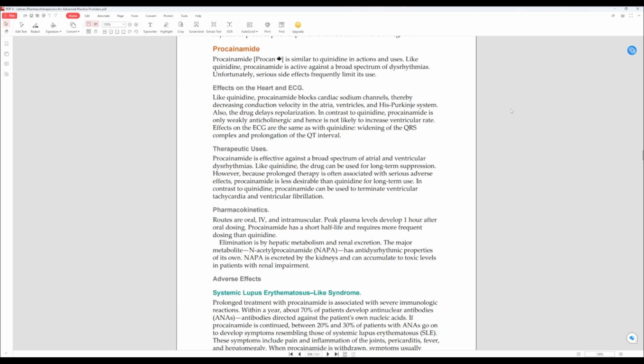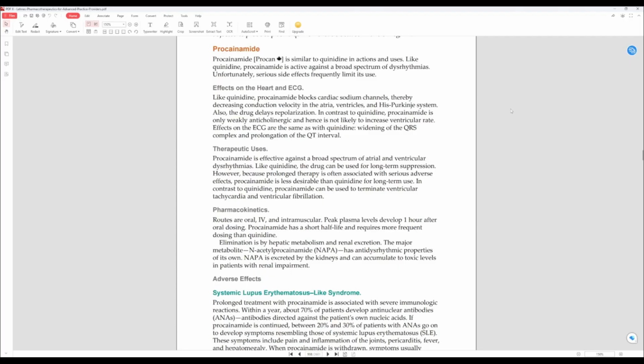Effects on the heart and EKG. Like quinidine, procainamide blocks cardiac sodium channels, thereby decreasing conduction velocity in the atria, ventricles, and His-Purkinje system. Also, the drug delays repolarization. In contrast to quinidine, procainamide is only weakly anticholinergic and therefore is not likely to increase ventricular rate. Effects on the EKG are the same as with quinidine: widening of the QRS complex and prolongation of the QT interval.